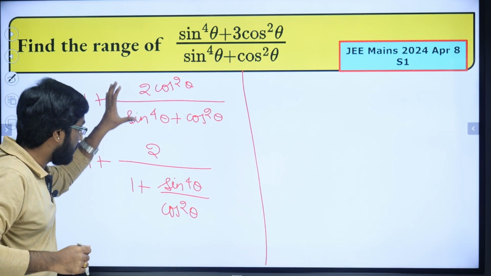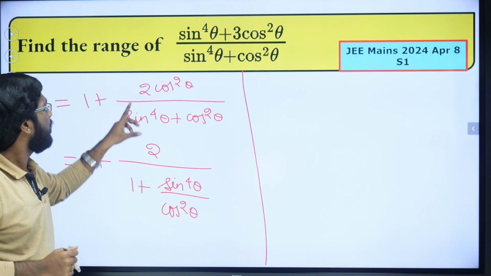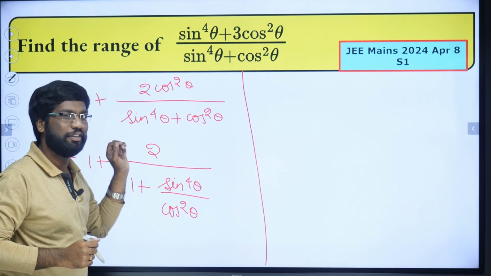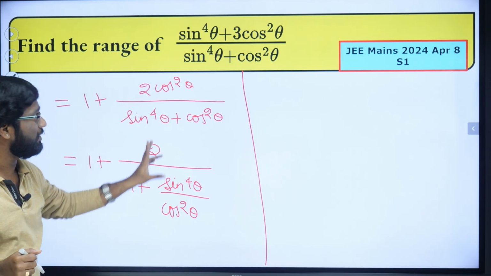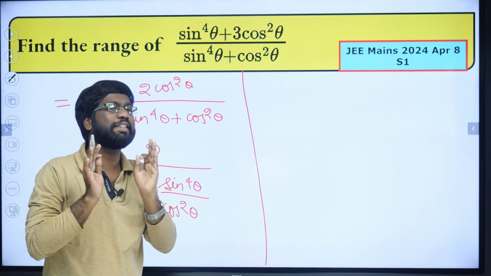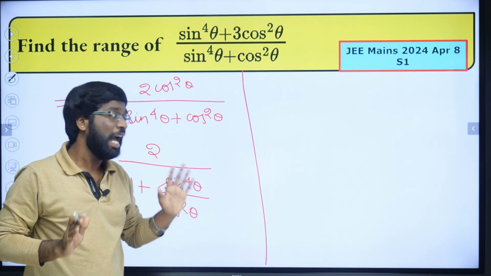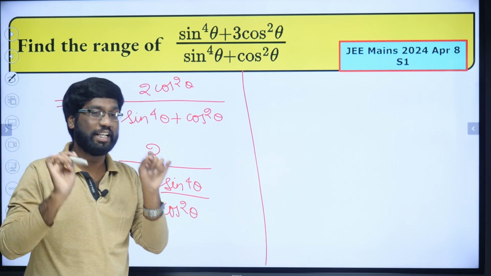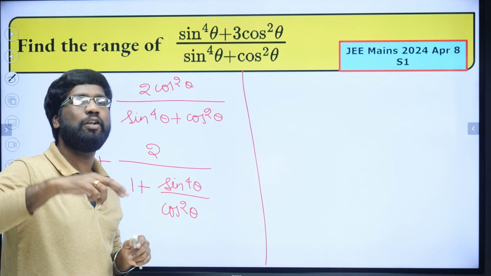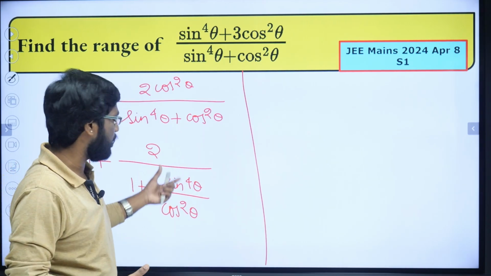So I am again making it into the simplest form. While I am doing this cos square division, it won't change the function value. This function is still the same as the original function, there is no doubt. I hope you don't have any doubt so far. If you have, please comment it down, and I will do some extra videos for this.